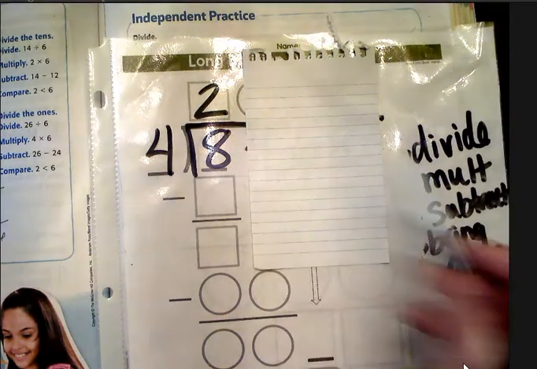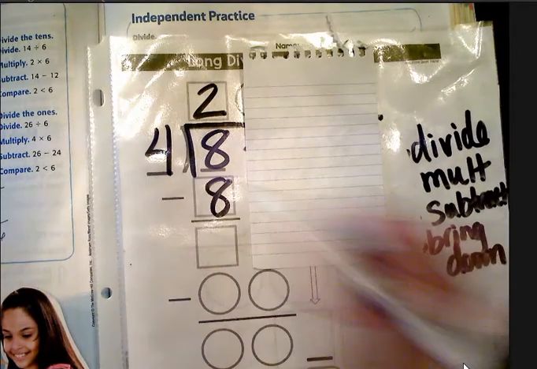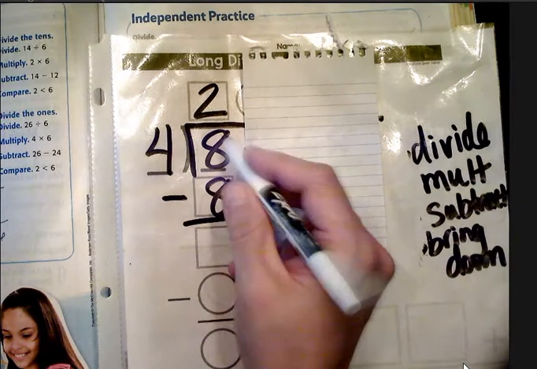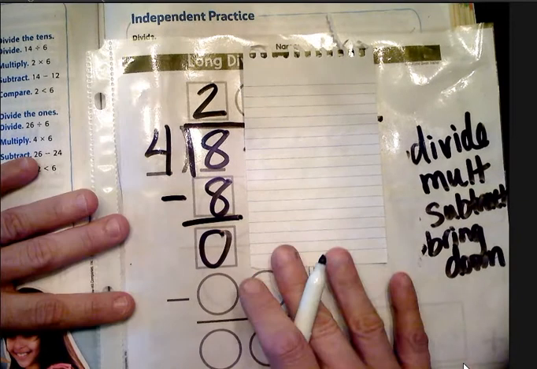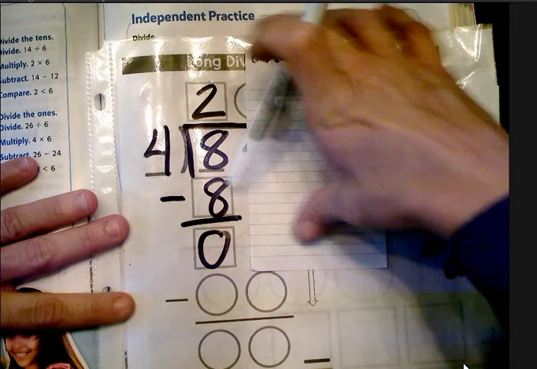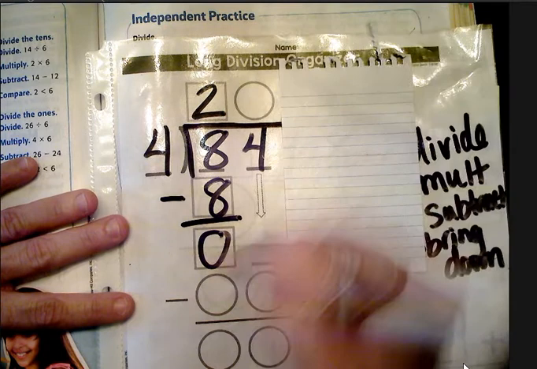So we're going to multiply. 2 times 4 is 8. I'm going to subtract. 8 minus 8 is 0. Now I have to bring down, so I'm going to scooch my paper over so I can see the next digit. It's a 4. I'm going to bring down this 4.